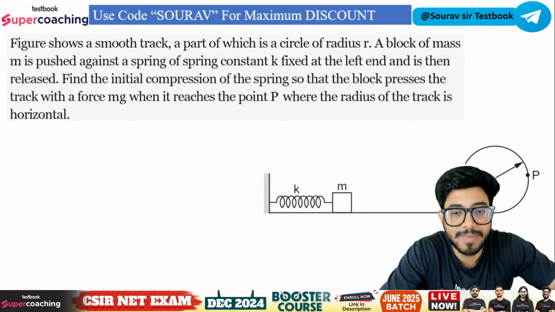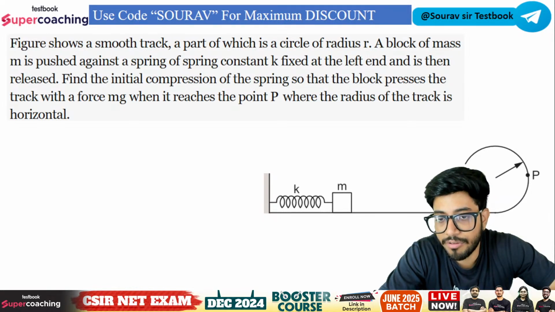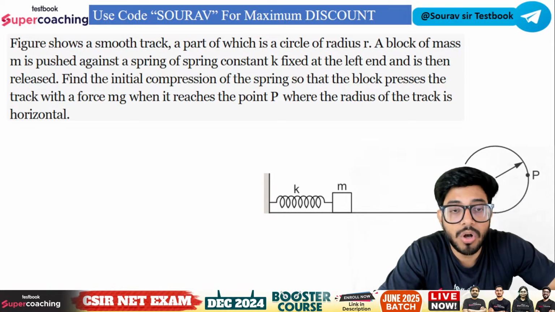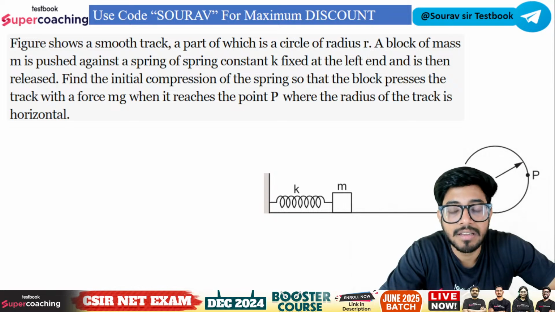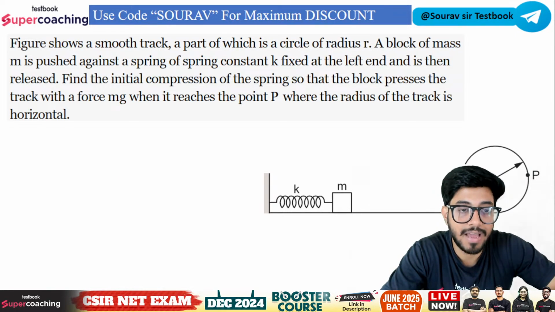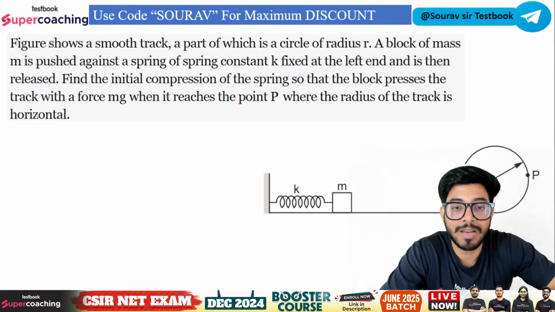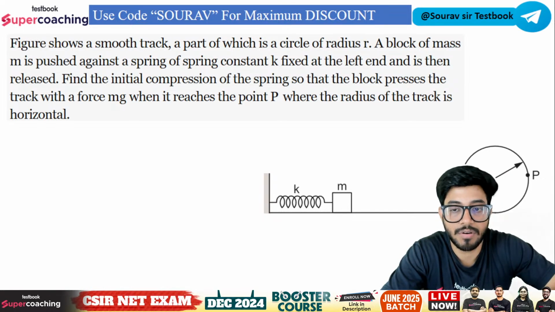First, look at what is written in the question, and then solve it. The question says: the figure shows a smooth track, a part of which is a circle of radius r. A block of mass m is pushed against a spring of spring constant k fixed at the left end and is then released. Find the initial compression of the spring so that the block presses the track with a force mg when it reaches the point P, where the radius of the track is horizontal.